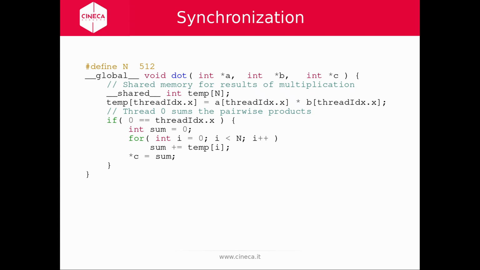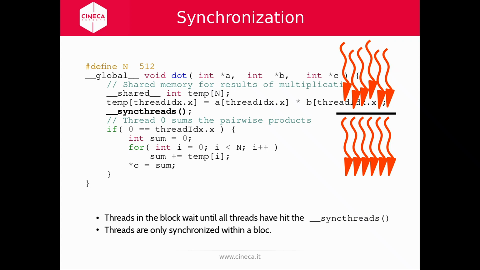Is that clear? Okay, fine. That's why we need sync threads. This will guarantee that all threads are synchronized when this is called, and at this stage we can actually sum. But remember that threads are only synchronized within one block. So this works, but we are doing the dot product with just a few elements.